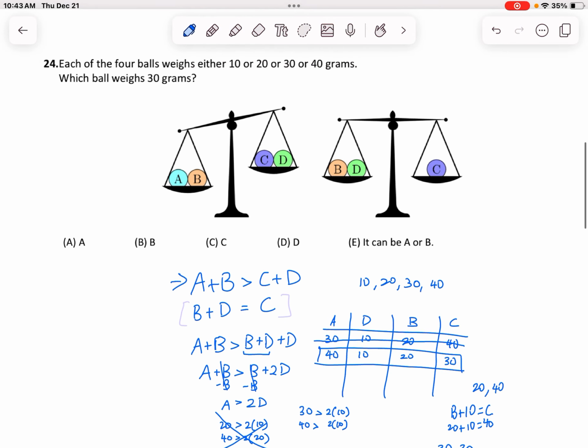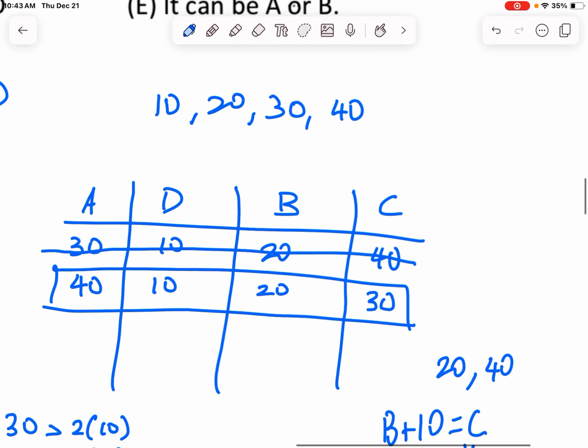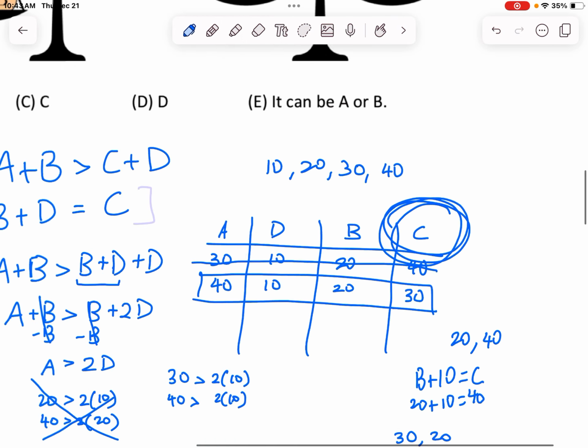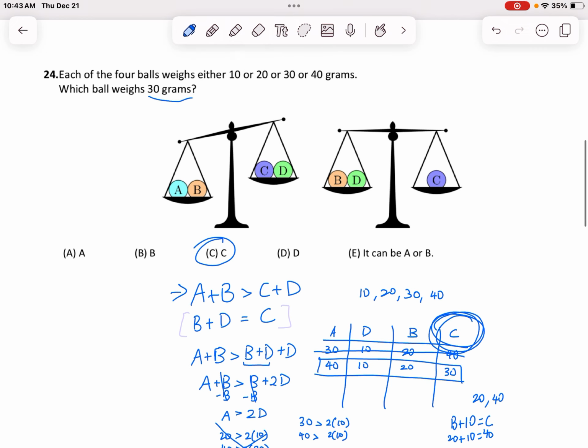And the question is now asking us which ball weighs 30 grams. So all I have to do is go back and look, and C is the lucky winner. C weighs 30 grams. So the correct answer is C.